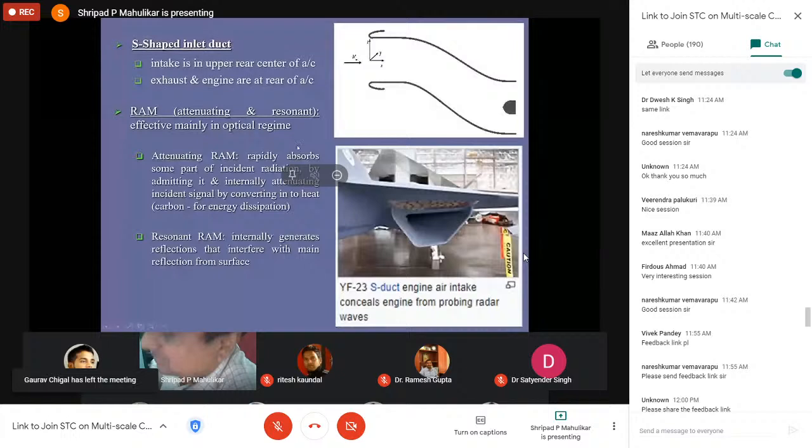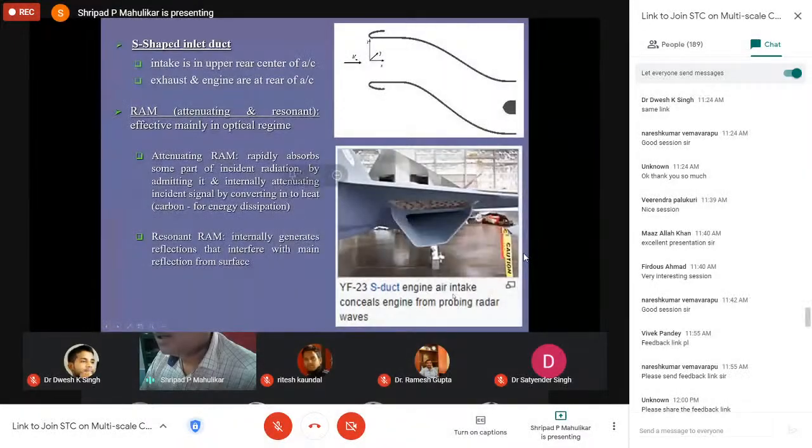Now, this is regarding the intake, the inlet. So, this is the use of S-shaped inlet duct. Firstly, the intake is in the upper rear center of the aircraft. Because the intake is in the rear center of the aircraft, we need an S-shaped inlet. And the same is true with the exhaust and engine, which are at the rear of the aircraft. So, the exhaust system can also be S-shaped. This is a photo of an S-duct engine air intake, which conceals the engine from probing radar waves. This photo is available on the net.